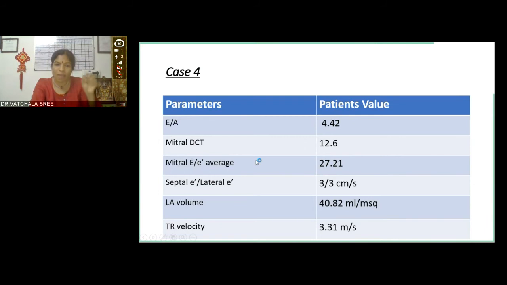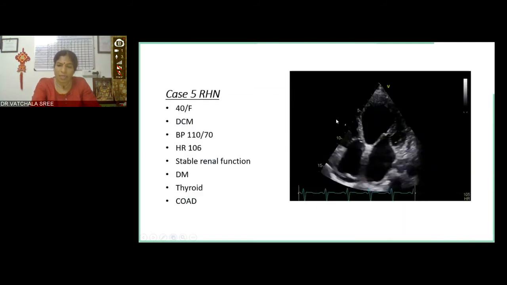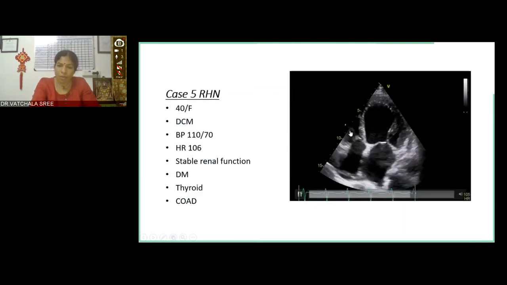And make sure that you know the E by E dash average number of your heart failure patient. This is going to be your mantra for your patients. So here itself we have established that he is grade 3 diastolic dysfunction, and all the other parameters are only supporting this argument. So this is another lady, again a 40-year-old female, DCM.